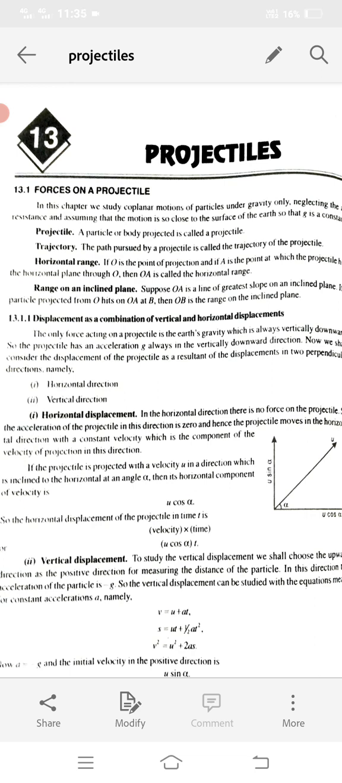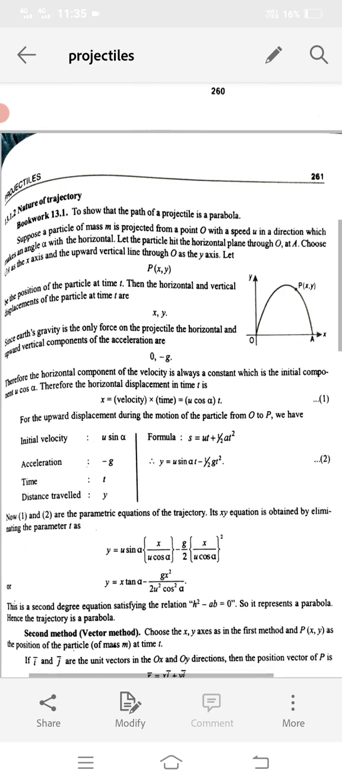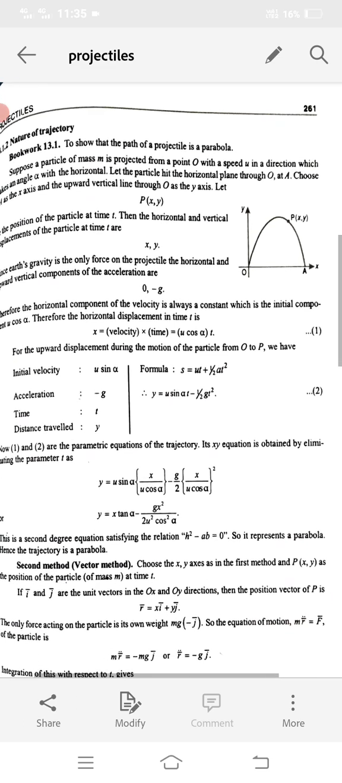Now we are going to discuss an important statement, the bookwork. We have to show that the path of a projectile, that is the trajectory, is a parabola. With these basic things we are going to discuss that the path of a projectile is a parabola. How is it possible, sir?